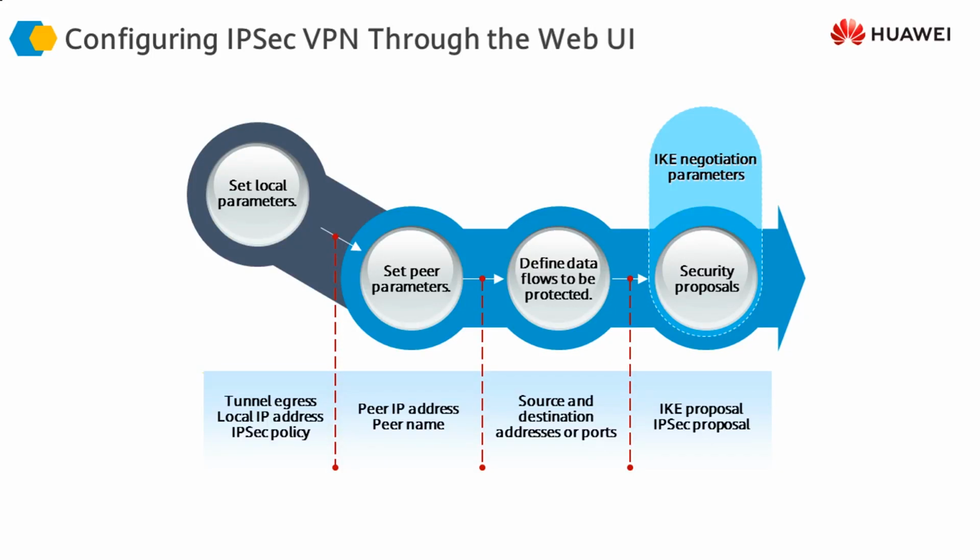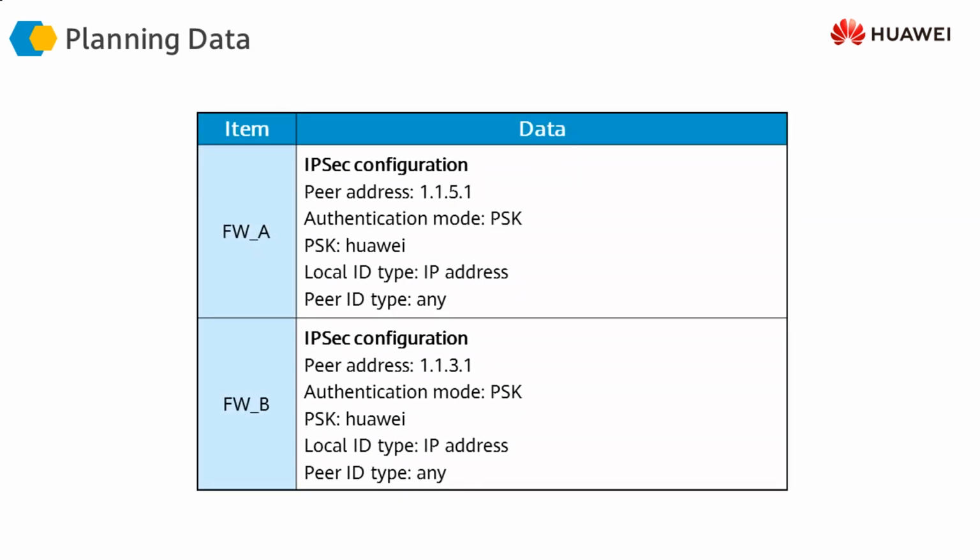To configure this site-to-site VPN, or point-to-point VPN, we are going to configure the local parameters, then configure the parameters for the peer on the other side, then define the data that needs to be protected, and then configure the policies and the profiles if needed. We are going to implement the policies on the interfaces based on the IP addresses of those interfaces. So these are the parameters which we want to configure on the two firewalls, or the two IPsec gateways.